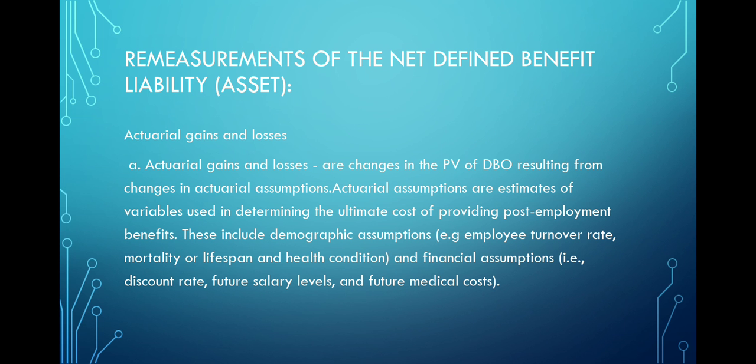Remeasurements of the net defined benefit liability asset. We have the actuarial gains and losses, which are changes in the present value of defined benefit obligation resulting from changes in actuarial assumptions. Actuarial assumptions are estimates of variables used in determining the ultimate cost of providing post-employment benefits. These include the demographic assumptions, for example, employee turnover rate, mortality, or lifespan and health condition, and financial assumptions, for example, discount rate, future salary levels, and future medical costs.